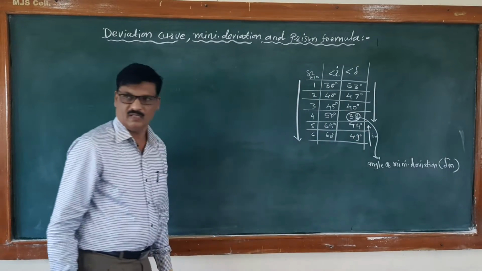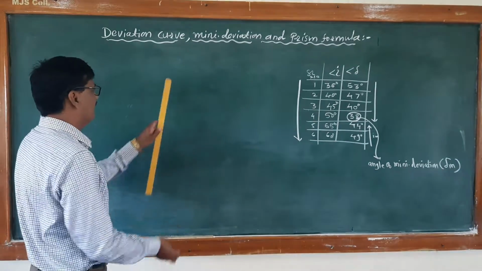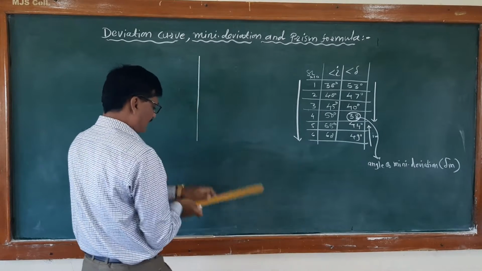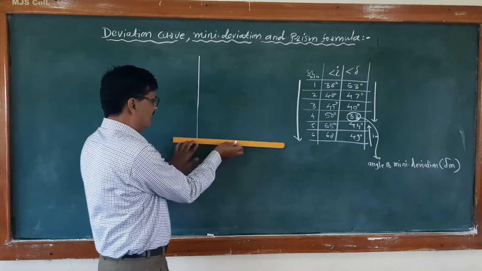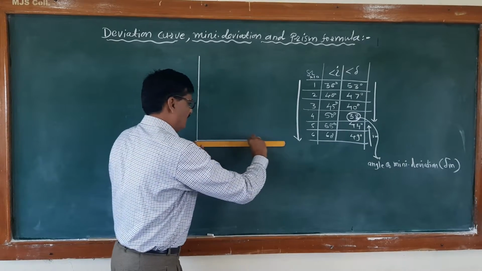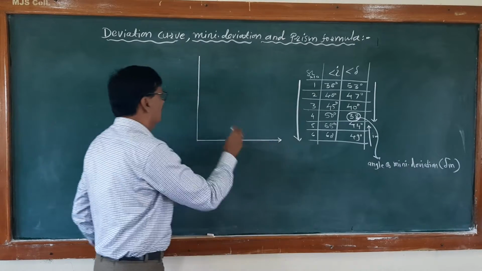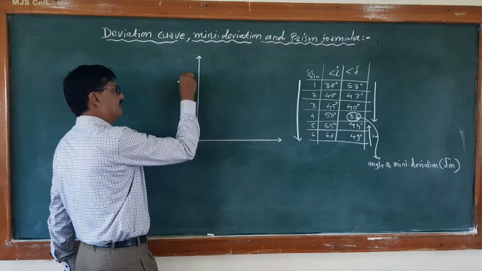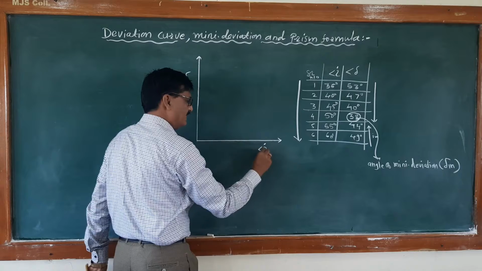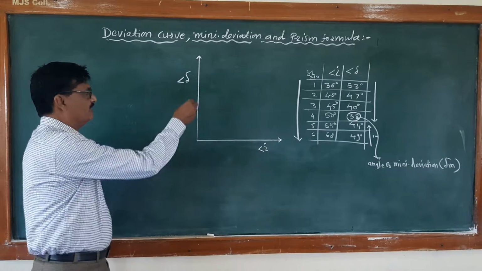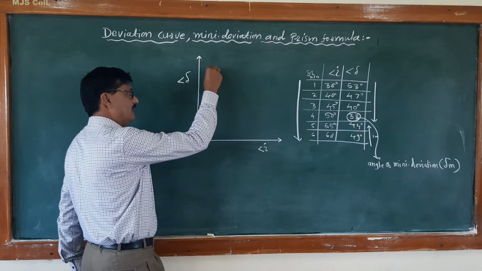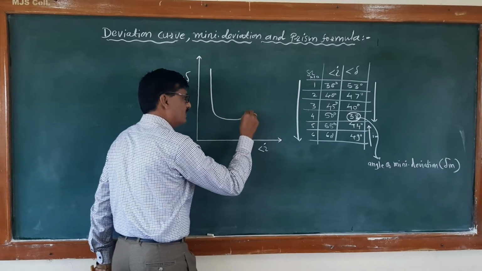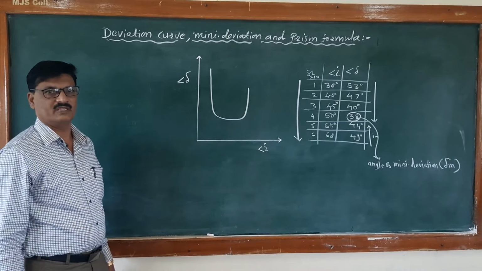If we plot a graph of angle of deviation versus angle of incidence, suppose this is my x-axis and this is my y-axis. I plot the graph with the angle of deviation on the y-axis. This is the angle of deviation and this is the angle of incidence. If the angle of incidence is increased by a small value, the angle of deviation initially decreases, it reaches a minimum value, and again it goes on increasing. Therefore, the nature of the graph is this type.